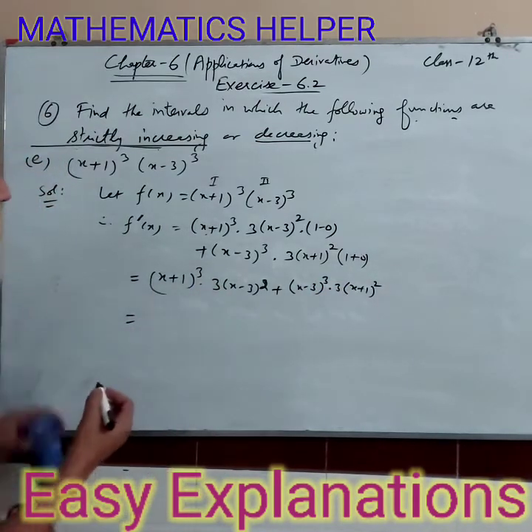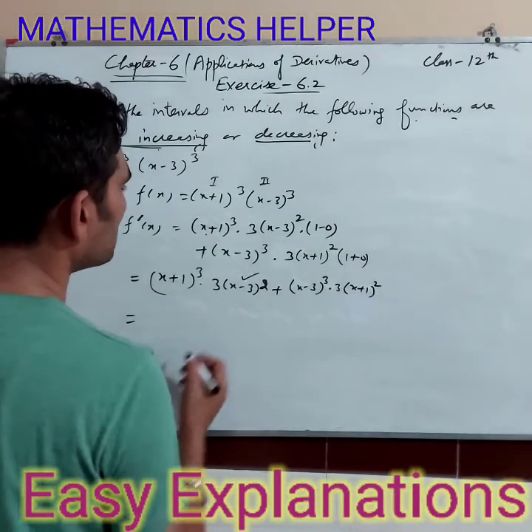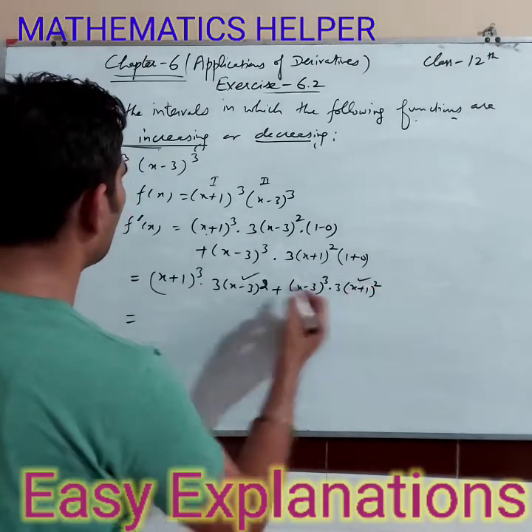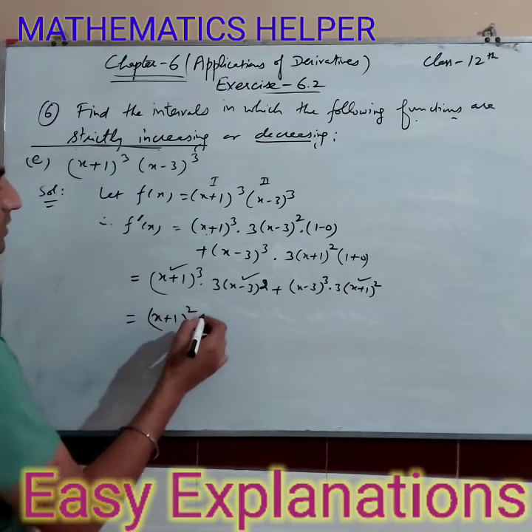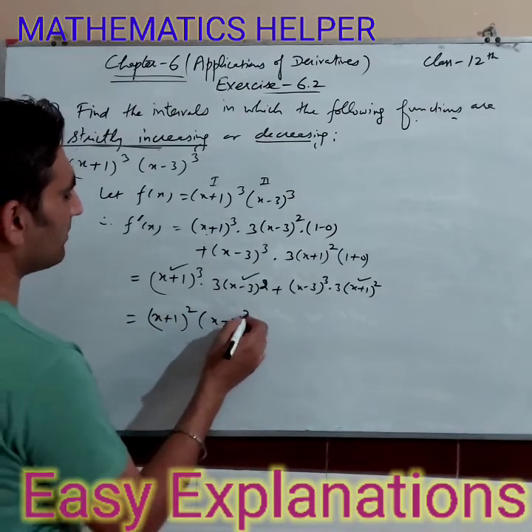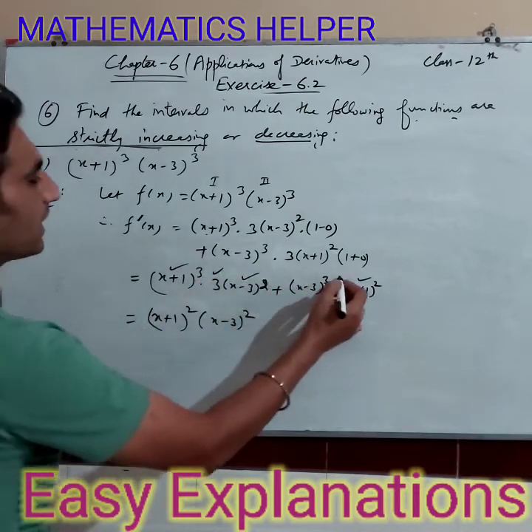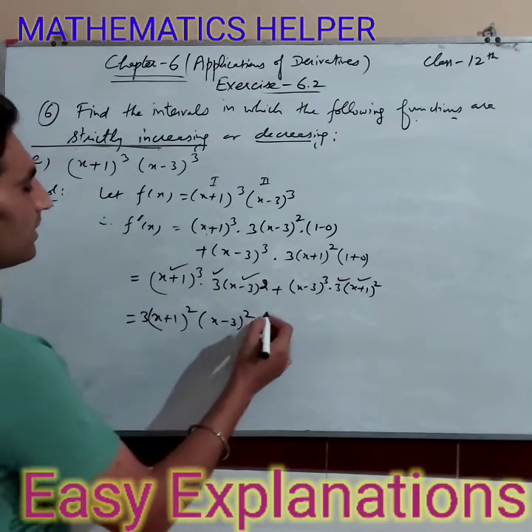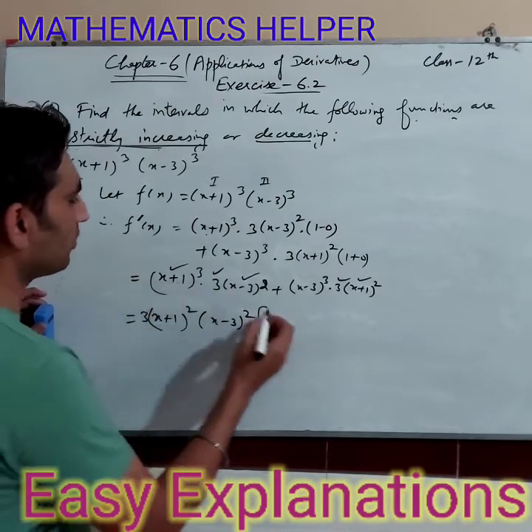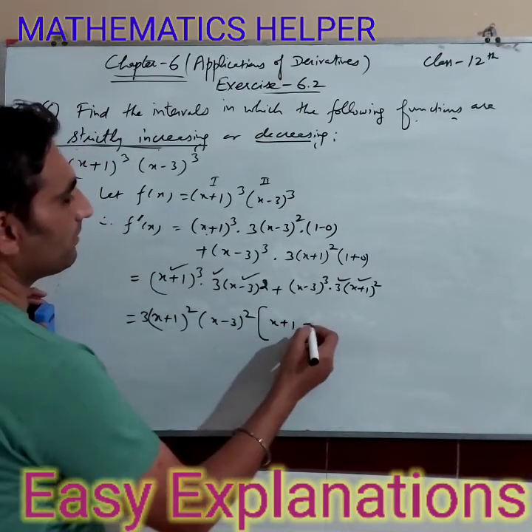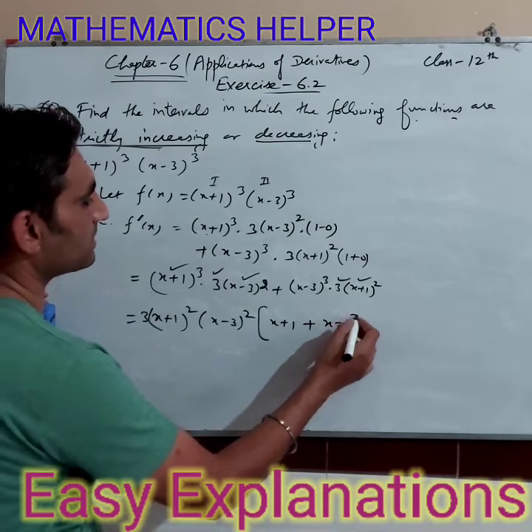From all these, see what is common. (x minus 3) with power 2 is common, (x plus 1) with power 2 is common. So I am writing (x plus 1) with power 2, (x minus 3) with power 2, and this 3 we can take out. They are all common. What is left inside? See what is left: one time only (x plus 1) is left, then plus sign, one time (x minus 3) left.